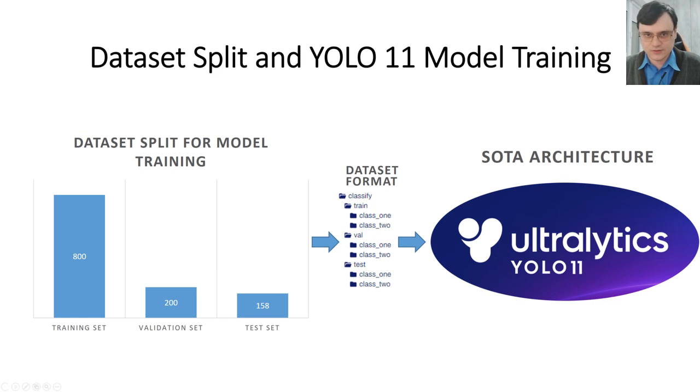For training, the dataset was divided into three parts. The first 1,000 heat maps were split into 80% for the training set and 20% for the validation set. The remaining 158 heat maps were allocated to the test set to evaluate the model's performance on unseen data. Next, I will visually demonstrate the entire process from training to using the final model.